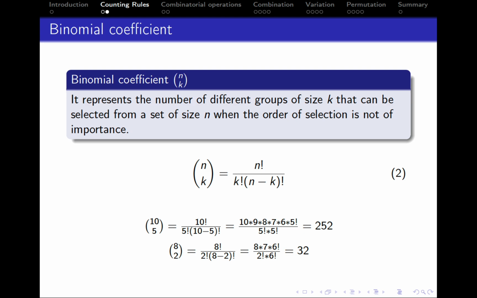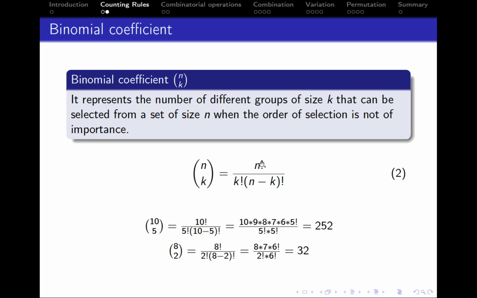You also need to be familiar with something called the binomial coefficient, which is denoted in the following way, and it represents the number of different groups of size k that can be selected from a set of size n when the order of selection is not of importance. So in simple words, we need to select k elements out of n elements. And this is written in the following way.